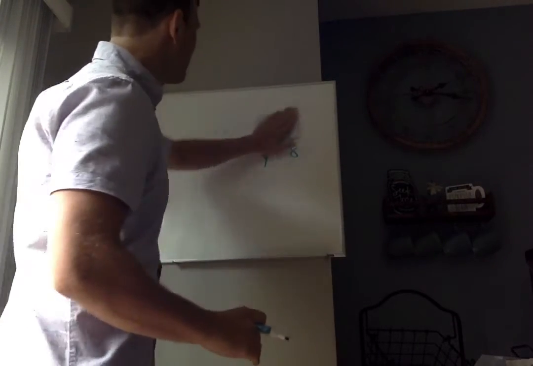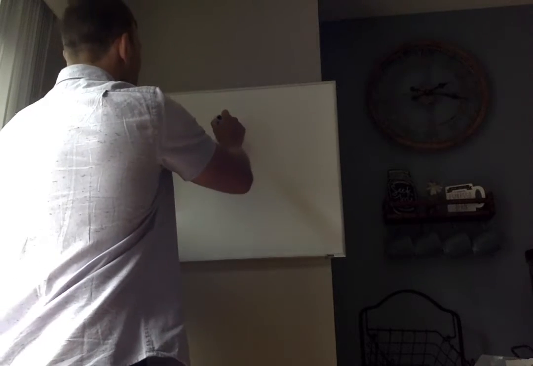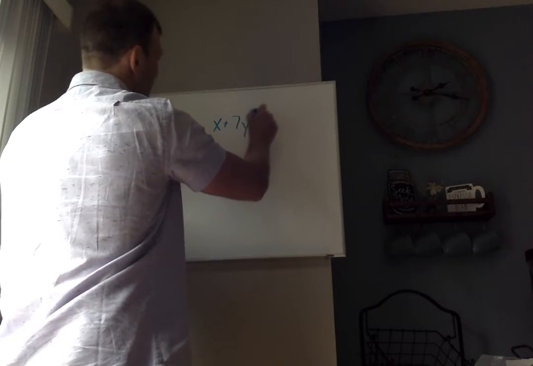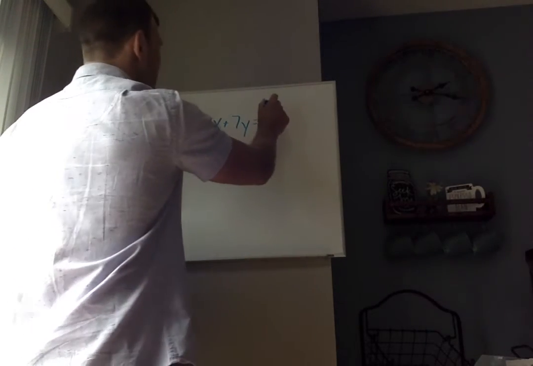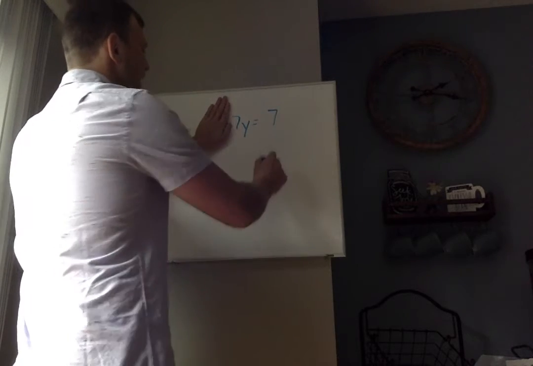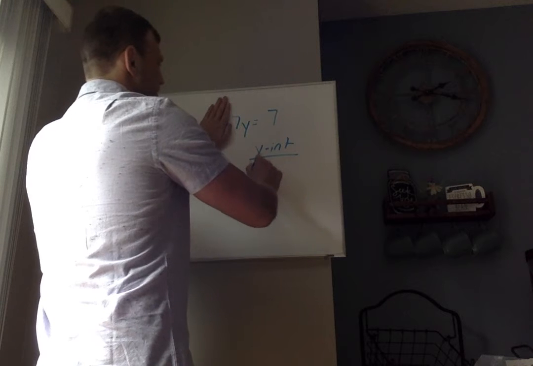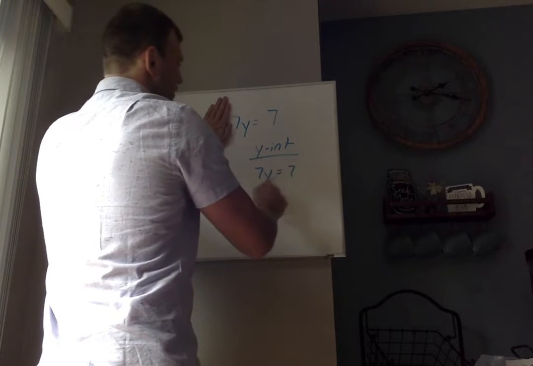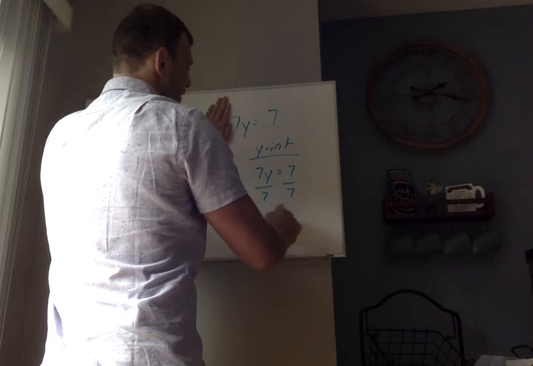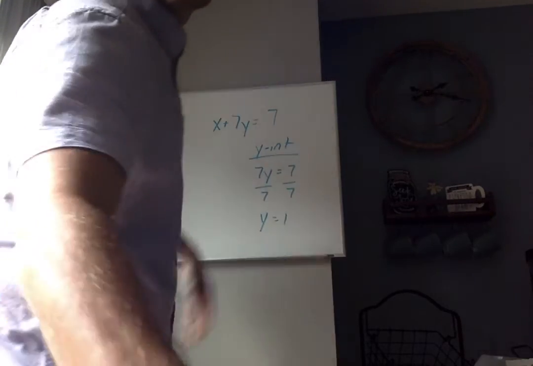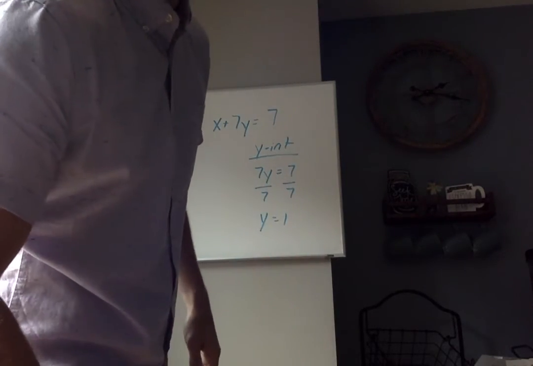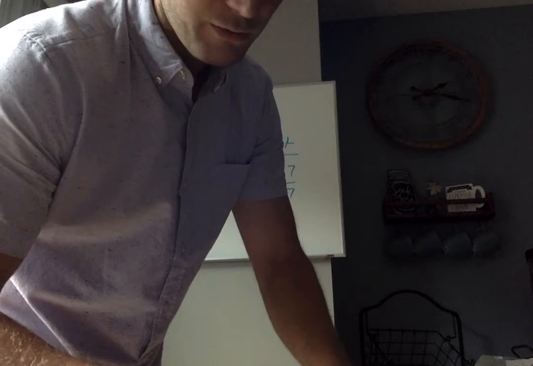All right, for this guy, again, the next question asks me, find the y-intercept. So I have x plus 7y equals 7. So I'm going to go ahead and cover up the x to get the y-intercept. So cover up x, and I have 7y equals 7. Divide by 7, I get y equals 1. Okay, so these go through.